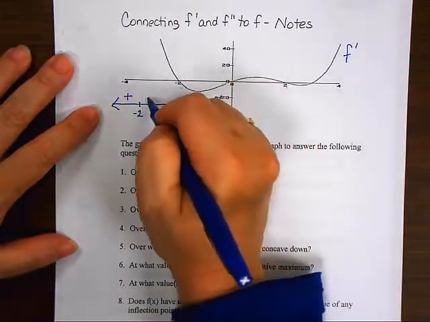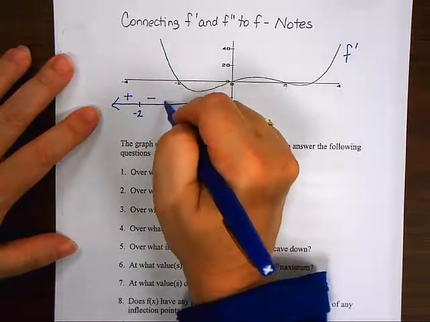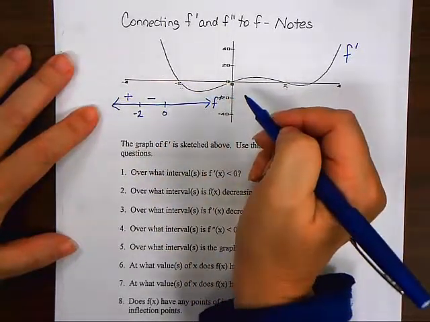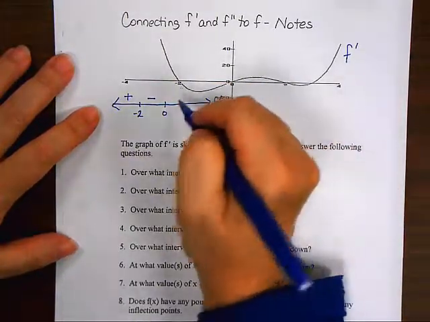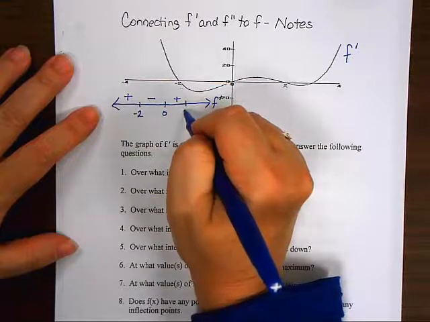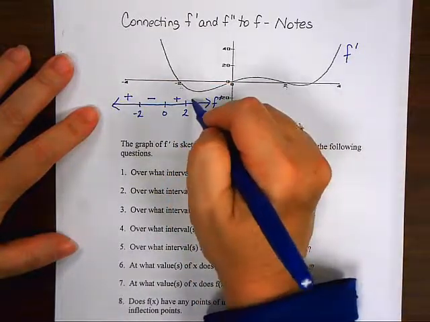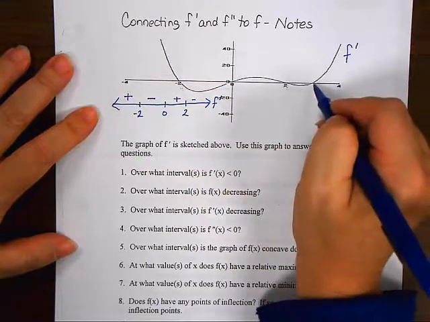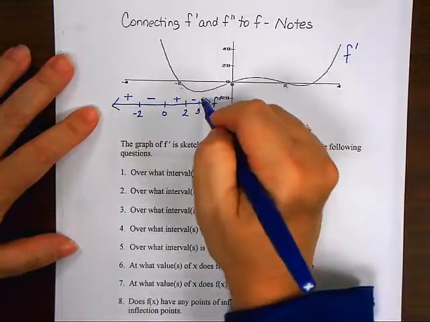Then it is negative after that because it's below the x-axis until I get to 0. After that, it is positive again until I get to 2, so I put a plus sign, then a 2. Then it's negative again until I get to about, I would estimate, 3. And then after that, it is positive.